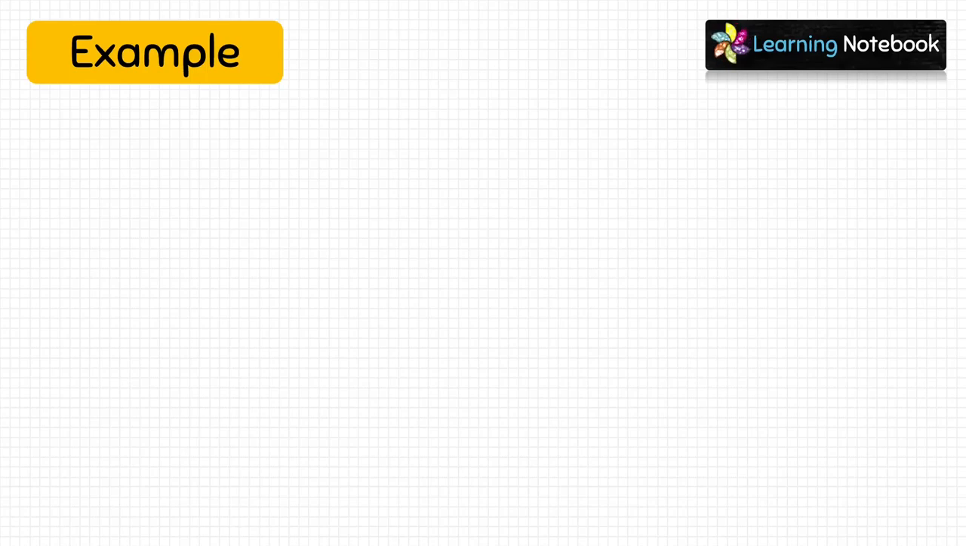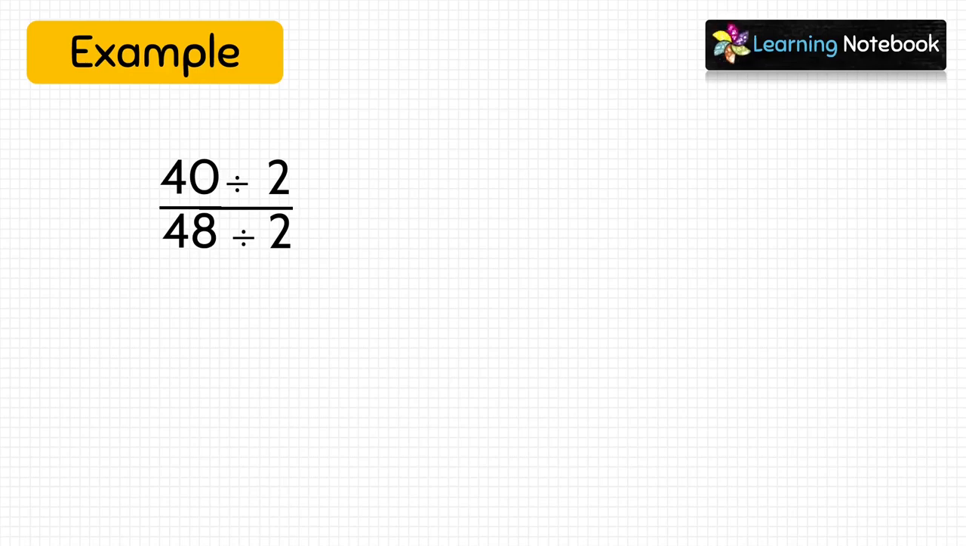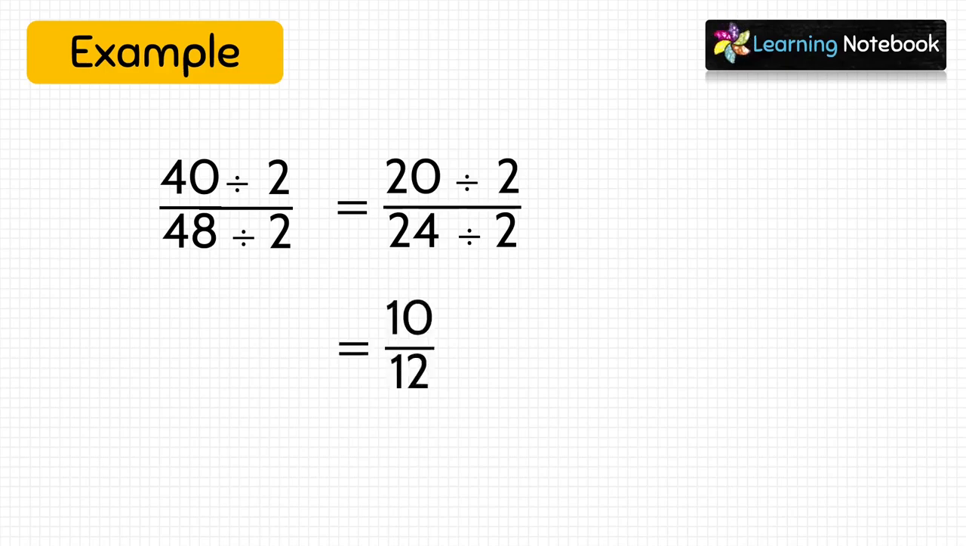Now, let's see another example. The given fraction is 40 by 48. Now, what is the common factor between both of these? It is 2. So, let's divide both numerator and denominator by 2. We get 20 by 24. Again, if you notice, 2 is a common factor between numerator and denominator. So, again we will divide by 2. We get 10 by 12.